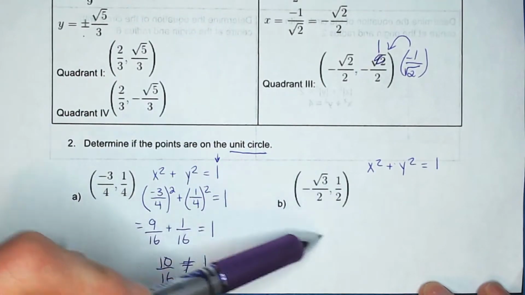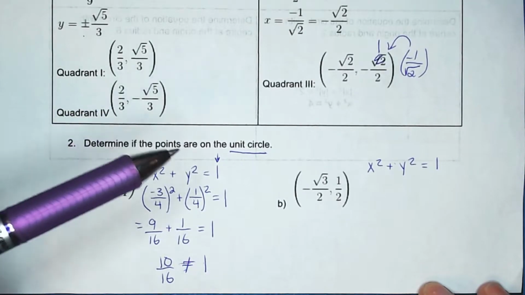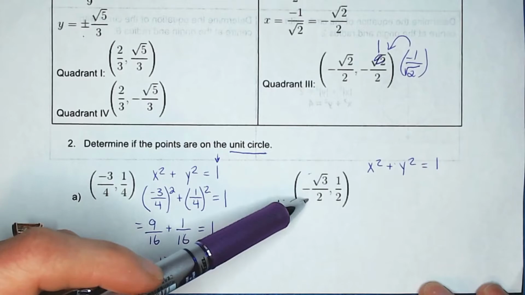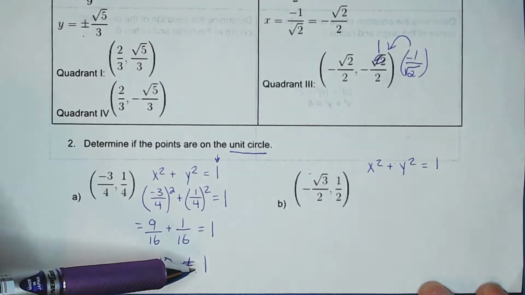If you can please try example B and fill that in with the correct response and see if these two coordinates fall on the unit circle. If they do, your left-hand side would equal your right-hand side.